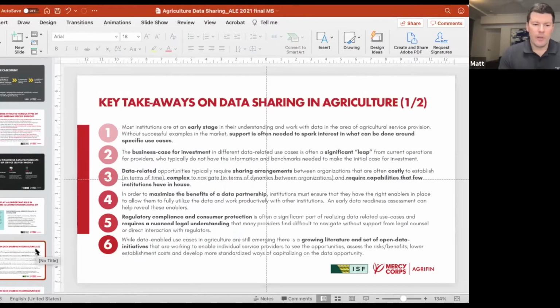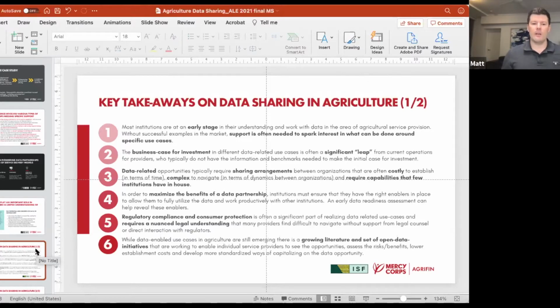So here I just want to give you a sense of maybe 8 of the big takeaways from the study. The first is, as I've mentioned, that most institutions are at an early stage of understanding and working with data, and support's often needed to spark interest in what can be done. So this extends all the way back to even what sort of data do you have in your organization? How does that need to be codified and collected and put in common databases? And then what can that be used for? How can that be linked to products, services, insights, decision-making, all that sort of stuff?